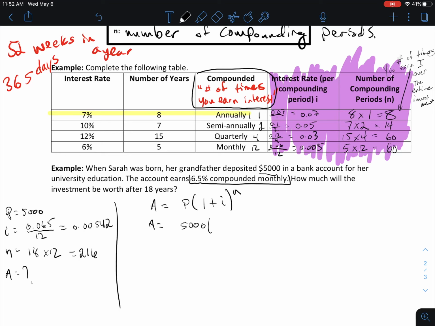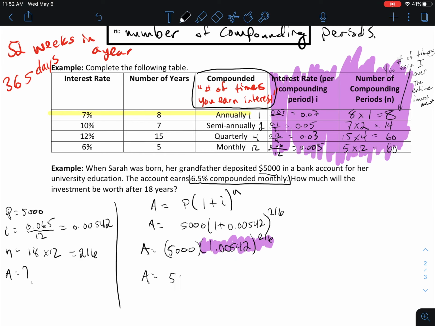So let's go. A is going to be 5,000, the initial amount, or what it was presently worth at time 0, or whatever time that you're interested in. And then you're going to go 1 plus 0.00542, and then that's to the power of 216, because that's how many times it happens. So now this is just a calculator exercise. You're going to go 5,000, multiplied against 1.00542 to the 216.